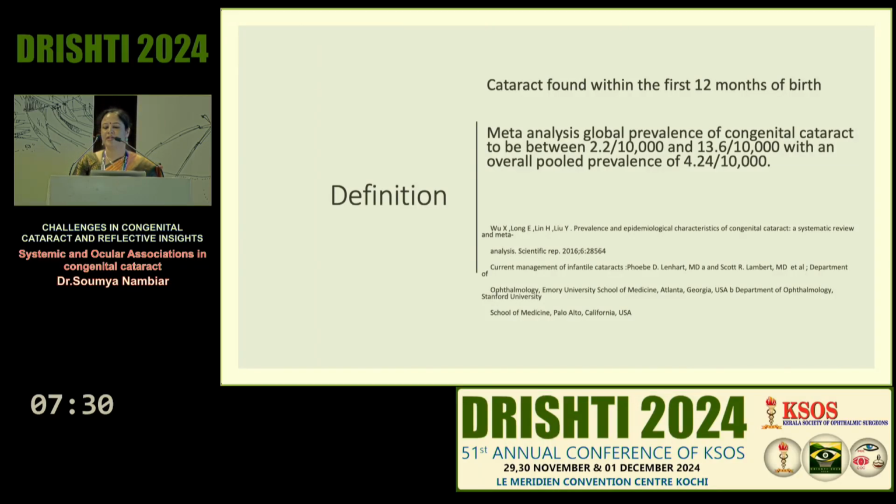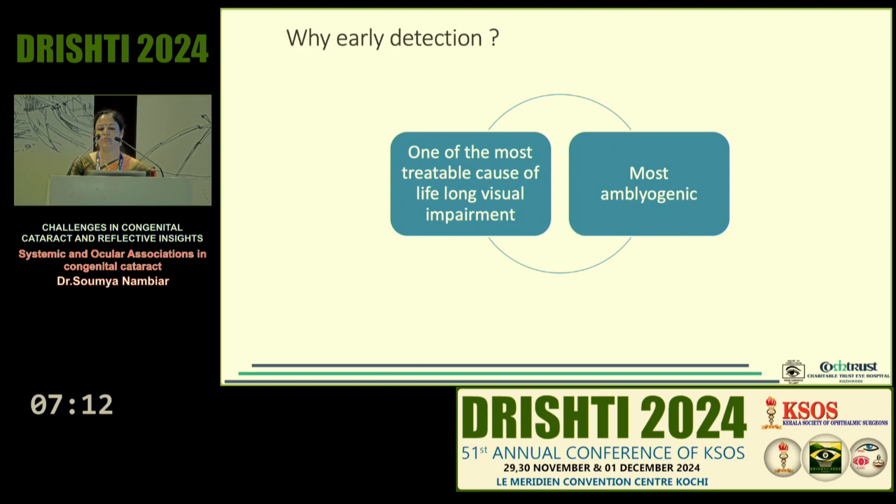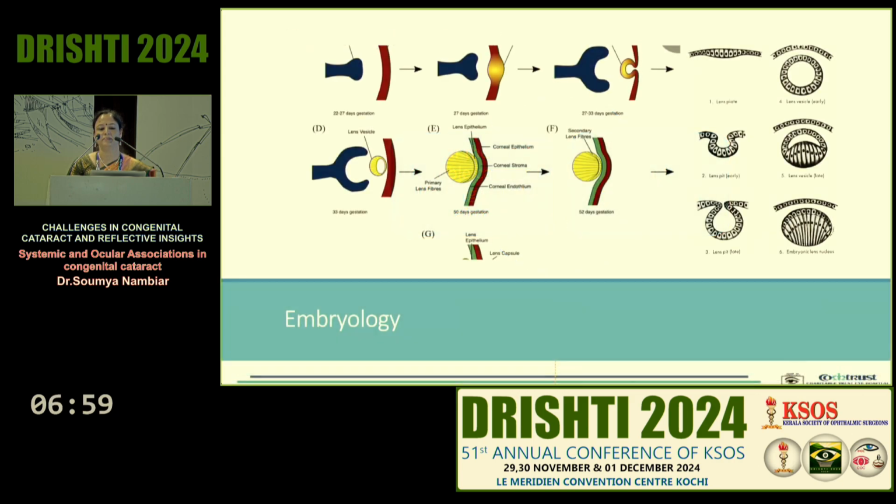Cataracts which are found within the first 12 months of birth is the way we describe a congenital cataract. A meta-analysis showed that the prevalence of cataract was between 2.2 per 10,000 to 13.6 per 10,000 of cases worldwide. Now, why is early detection important? One, because it is one of the most treatable causes of lifelong visual impairment. And secondly, it's the most amblyogenic when compared to other forms of amblyopia.